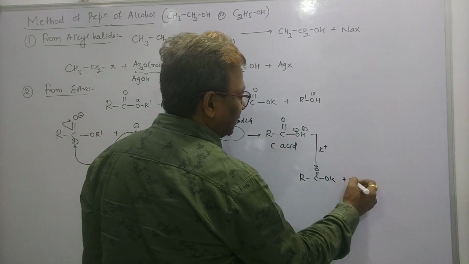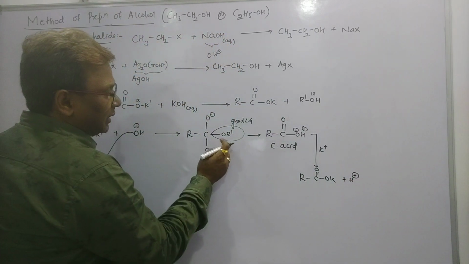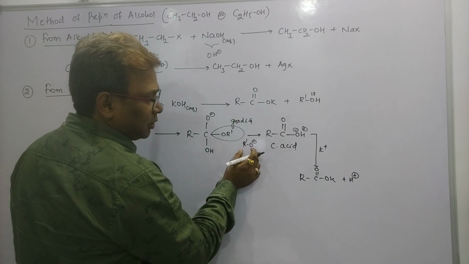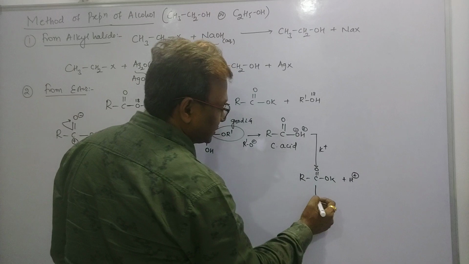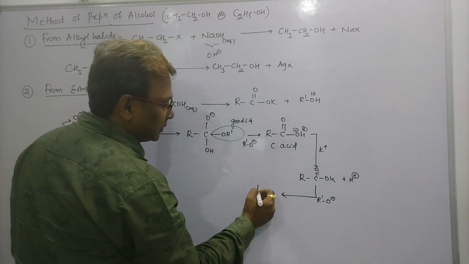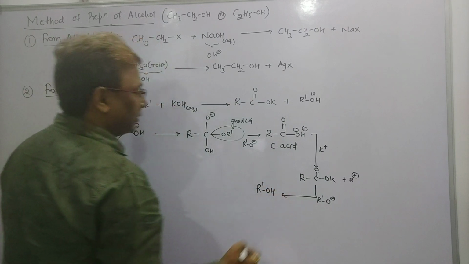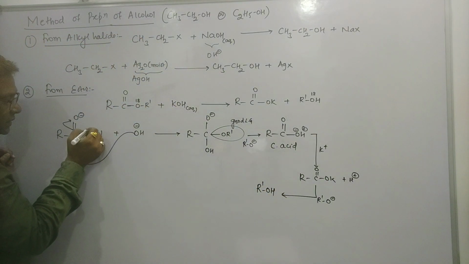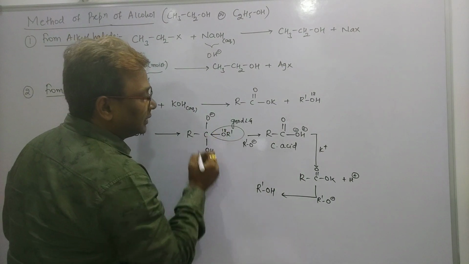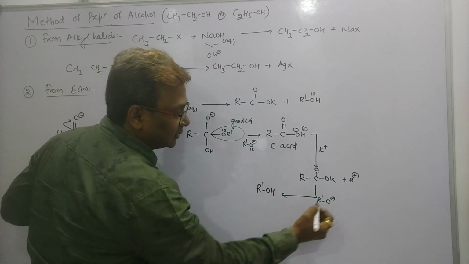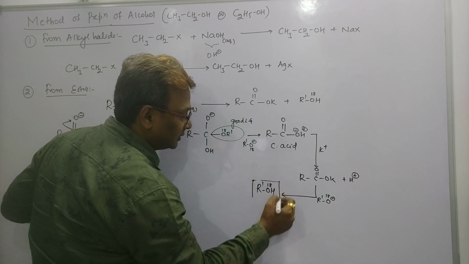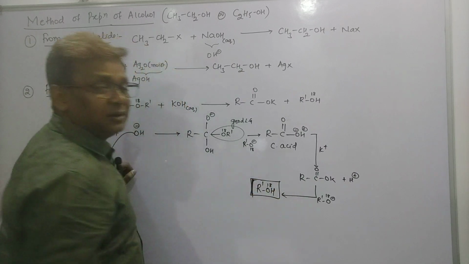What remains that came off, beta? H plus came off. You know R dash O negative came off. The alkoxide ion combines with H plus. I'll write it here. R dash O negative combined with H plus and I am getting ROH. Suppose I mention this oxygen in the isotopic form as 18. So beta, this is oxygen 18, this is oxygen 18. This oxygen 18 is always with the alcohol.